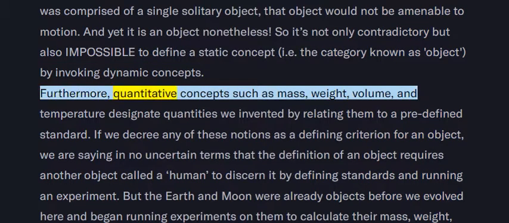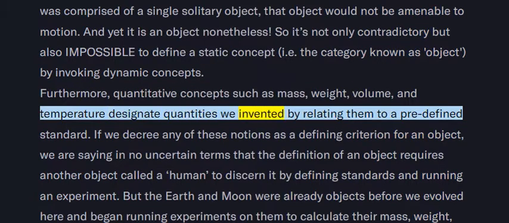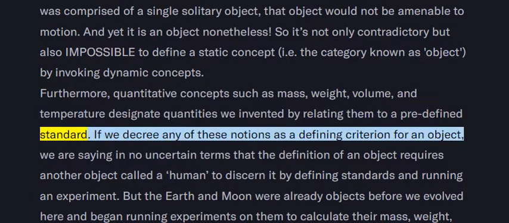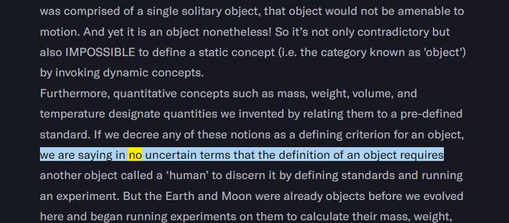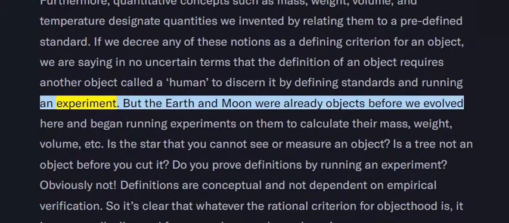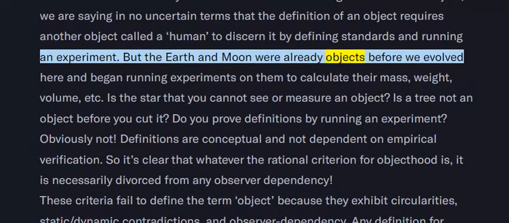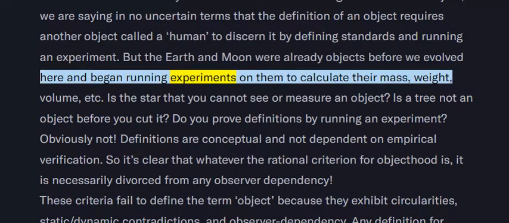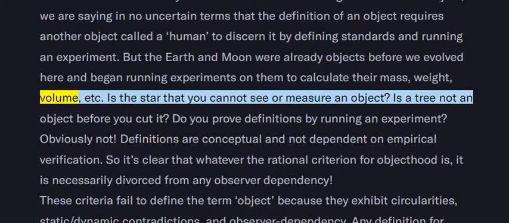Furthermore, quantitative concepts such as mass, weight, volume, and temperature designate quantities we invented by relating them to a predefined standard. If we decree any of these notions as a defining criterion for an object, we are saying in no uncertain terms that the definition of an object requires another object called a human to discern it by defining standards and running an experiment. But the Earth and Moon were already objects before we evolved here and began running experiments on them to calculate their mass, weight, volume, etc.